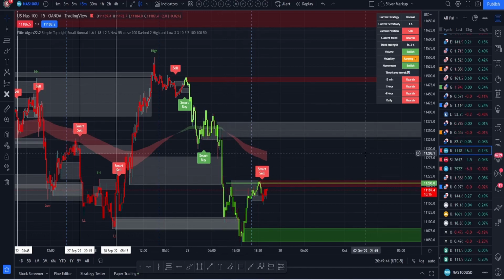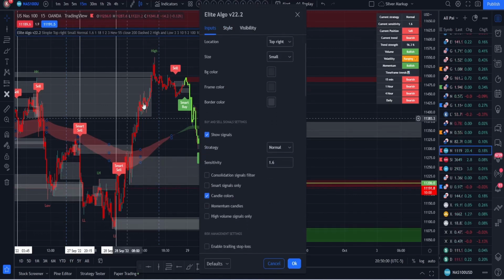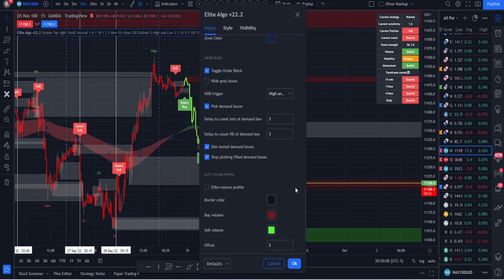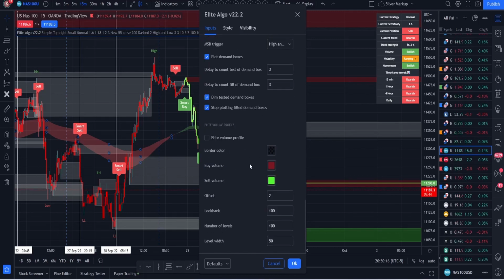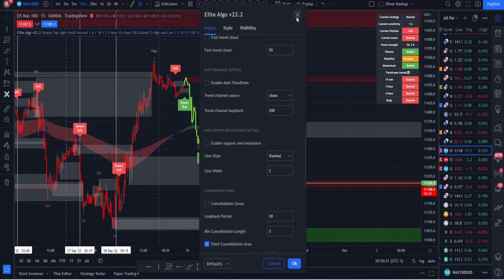So having that on is probably one of my biggest things with Elite Algo, having the trend only and having the order blocks with the higher lows and lower highs. That's my personal method. This is the way that I particularly trade Elite Algo. But other than that, the rest of the settings is pretty self-explanatory. So you have your demand boxes, you have just your colors that you want to use. But that's basically the entire Elite Algo.